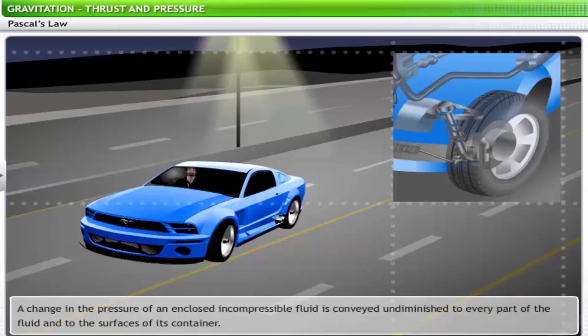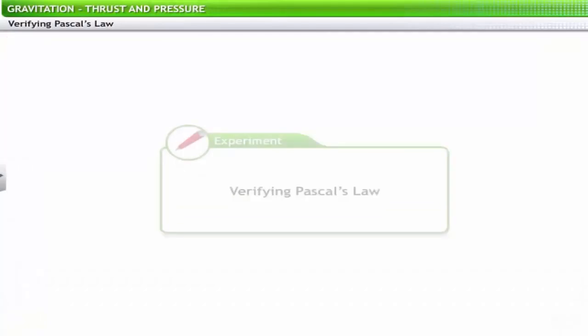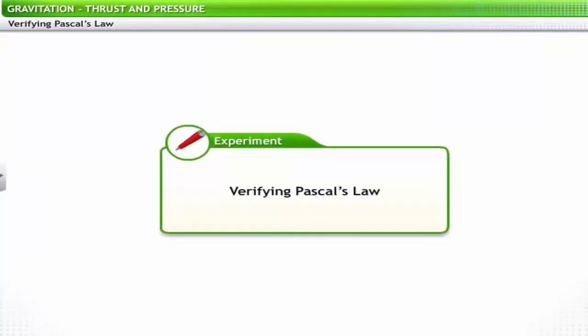Pascal's law states that a change in the pressure of an enclosed incompressible fluid is conveyed undiminished to every part of the fluid and to the surfaces of its container. Let's conduct an experiment to verify Pascal's law.